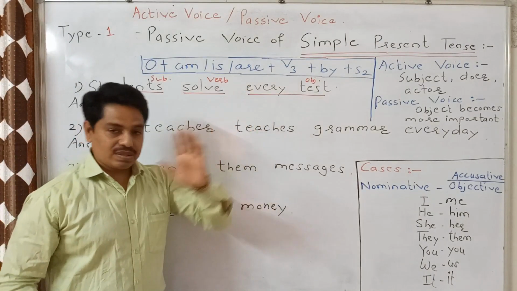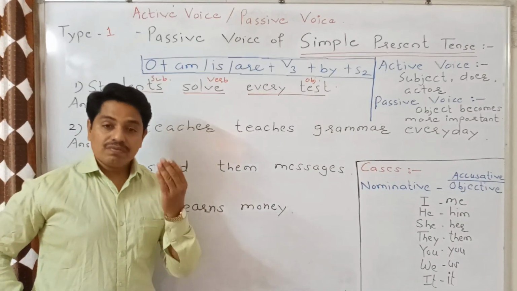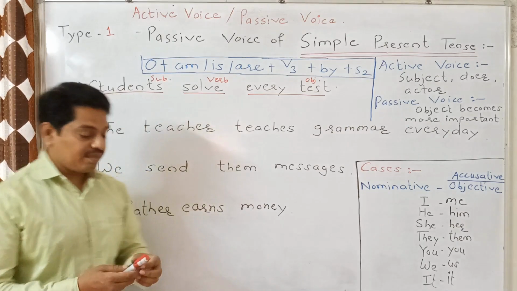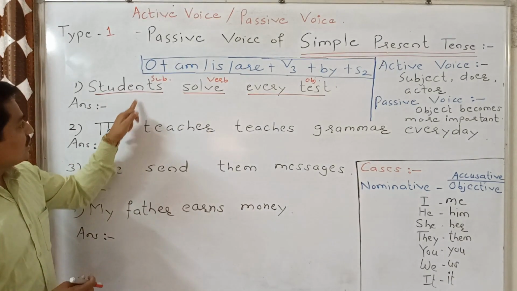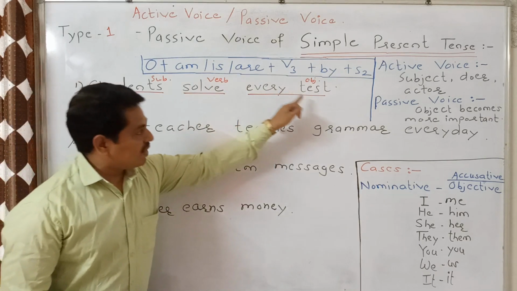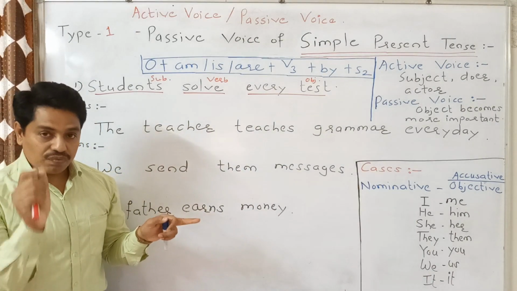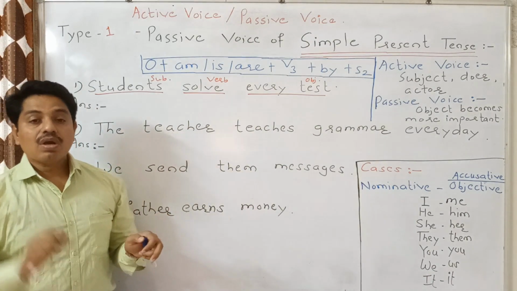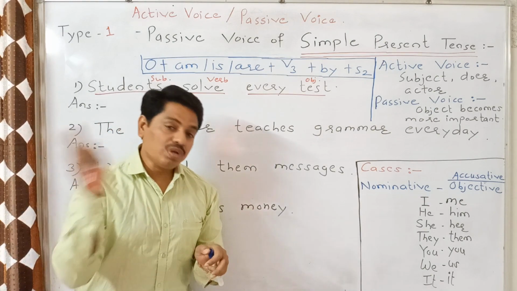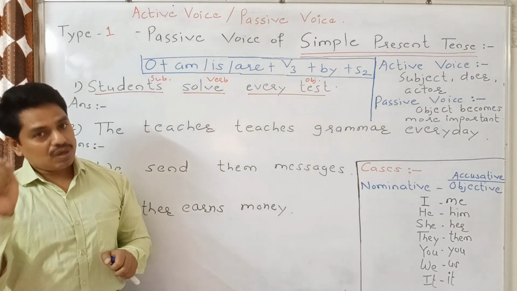Students solve every test. This is the first sentence. Here, we have to identify which is the subject, which is the verb and which is the object in the given sentence. Students, this is the subject. Solve, this is the verb, and every test, this is the object. To find the object, we have to ask a question with what or whom to the verb. The answer we get is the object.